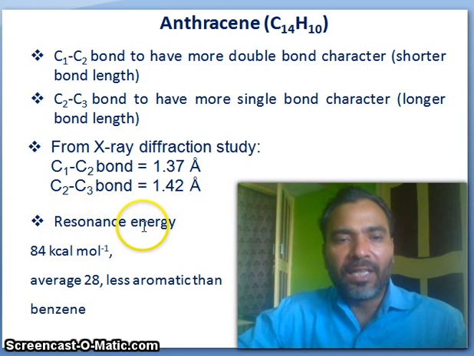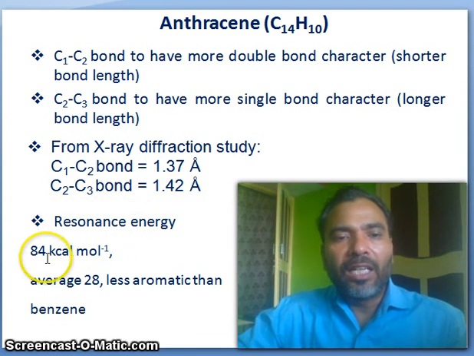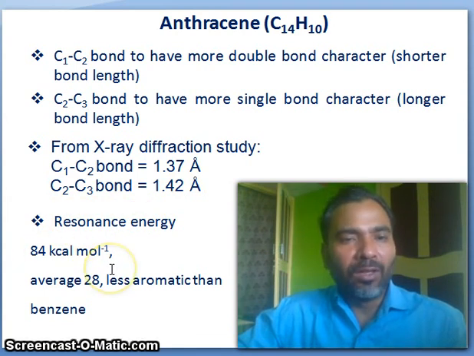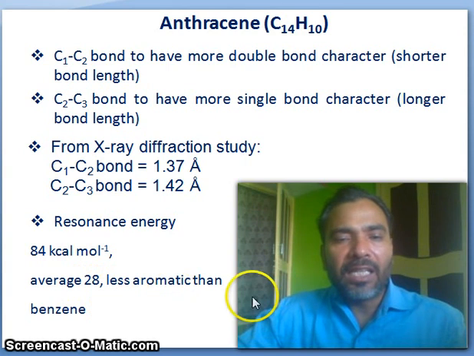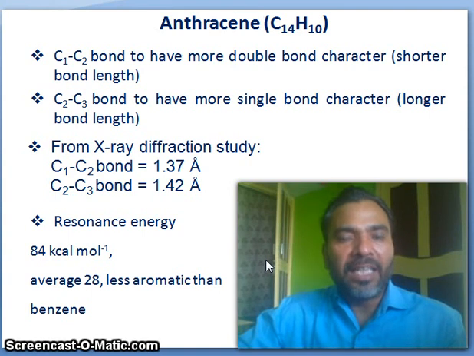Now resonance energy: 84 kilocalorie per mole, average 28, less aromatic than benzene. Anthracene is also an aromatic compound. It follows Huckel's rules. It is planar in nature, has alternate double bonds, and a cyclic structure.